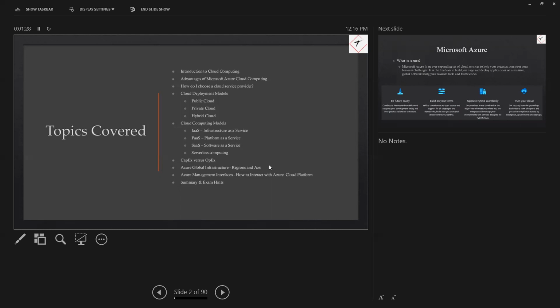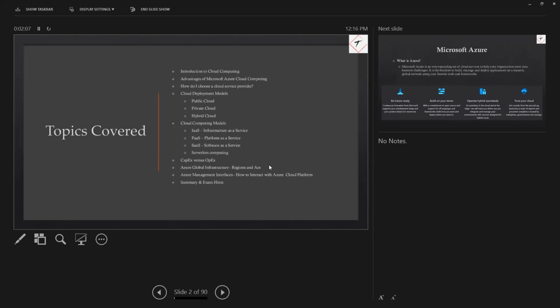We will also look at different types of deployments on cloud, mainly the public cloud, private cloud, and hybrid cloud. We will see what are the advantages of these models, what are the disadvantages of these models, and which one is the best model to go for based on our business requirements. We'll also cover the cloud computing models, which is infrastructure as a service, platform as a service, software as a service, and serverless computing. We will also see what is the difference between capital expenditure and operational expenditure.